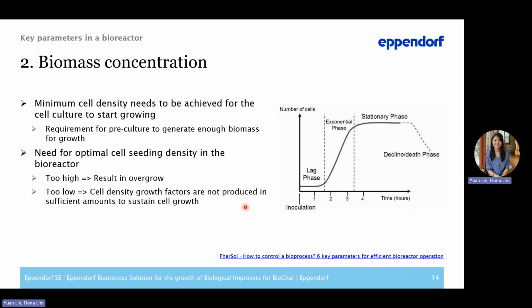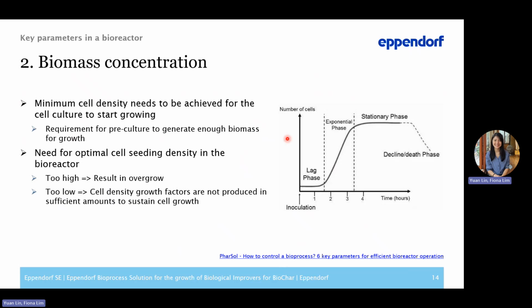competition. And on the other hand, if the seeding density is too low, the cells might struggle to grow because there might not be enough growth factor that are being produced within the media to sustain the cell growth. So there needs to be a balance in terms of the amount of cells that you introduce into the bioreactor for growth.